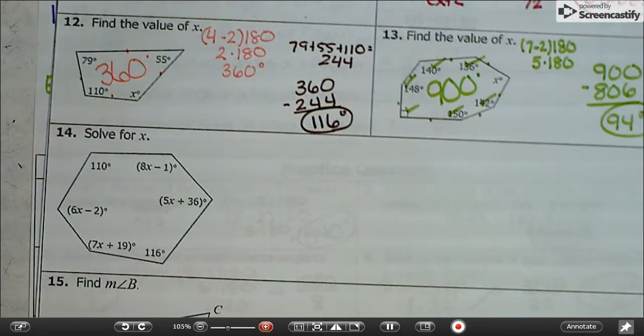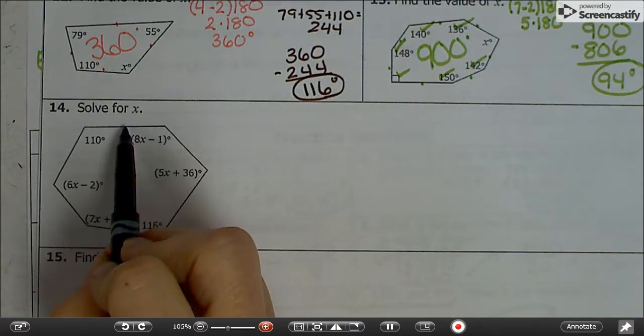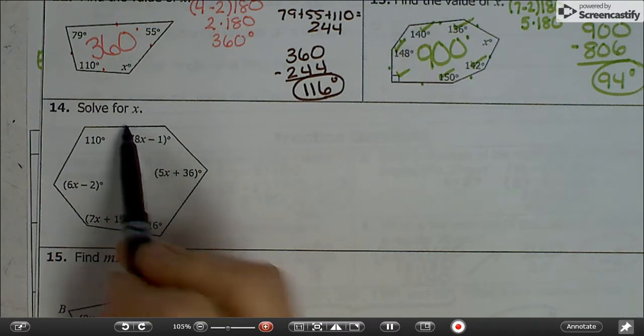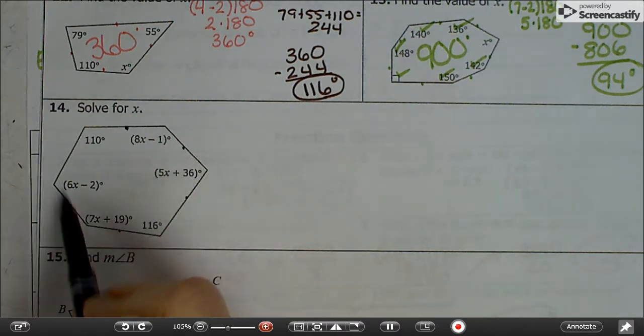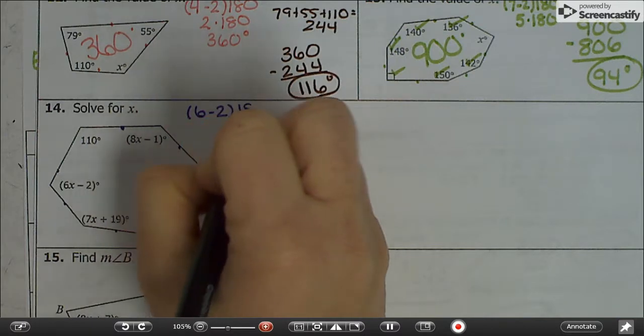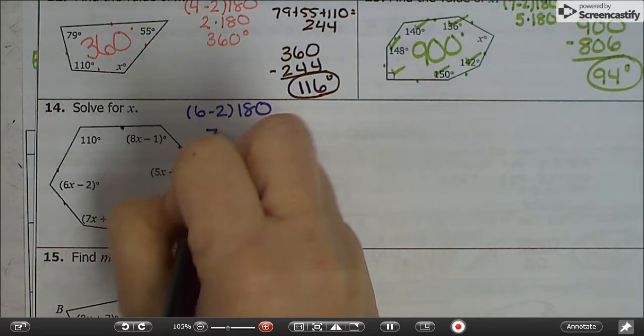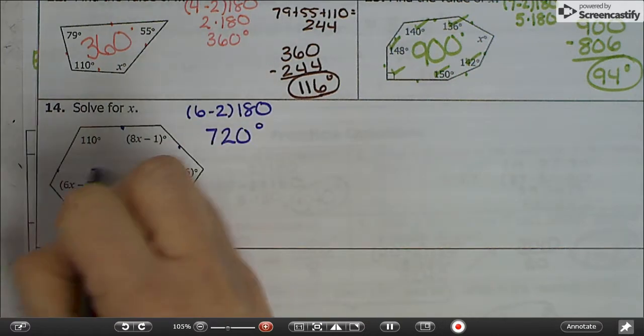One step further just brings a little bit more algebra into the equation, literally. This, again, we need to start with figuring out how many degrees. So 1, 2, 3, 4, 5, 6 sides. It's a hexagon. We want to do 6 minus 2 times 180 to figure out the total. 4 times 180 is 720 degrees.